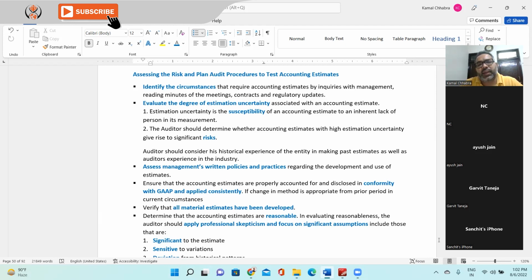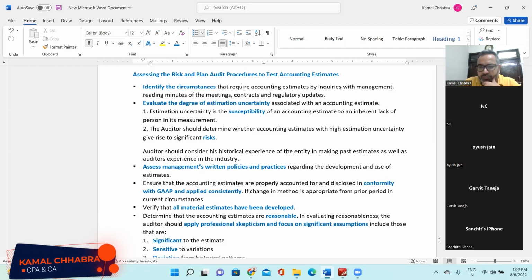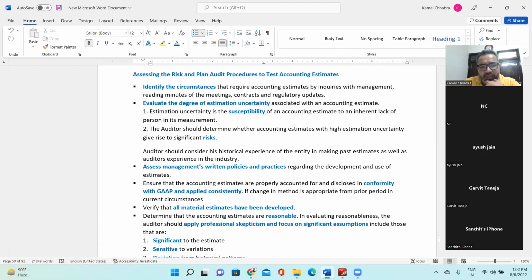Second is, evaluate the degree of estimation and uncertainty associated with the accounting estimate. So first, you need to identify the area where accounting estimates are involved. Second important thing is, what is the degree of the estimation involved? Identify the degree of the estimation involved. How do you identify? First, estimation uncertainty is susceptibility of the accounting estimate to inherent lack of precision in its measurement. The auditor should determine whether accounting estimate with high estimation uncertainty give rise to the significant risk.